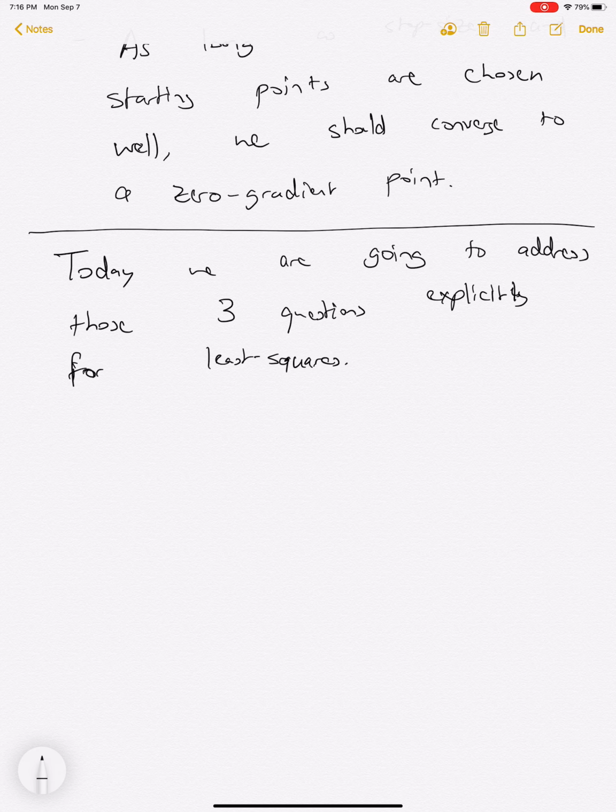And from your perspective, it's going to be really useful to follow this analysis, because on your homework, you're not going to be required to do that analysis, but you're going to be required to implement gradient descent, which means you're going to have to choose step sizes and also starting points for your various scenarios. And this analysis should give you some idea of how you choose those.